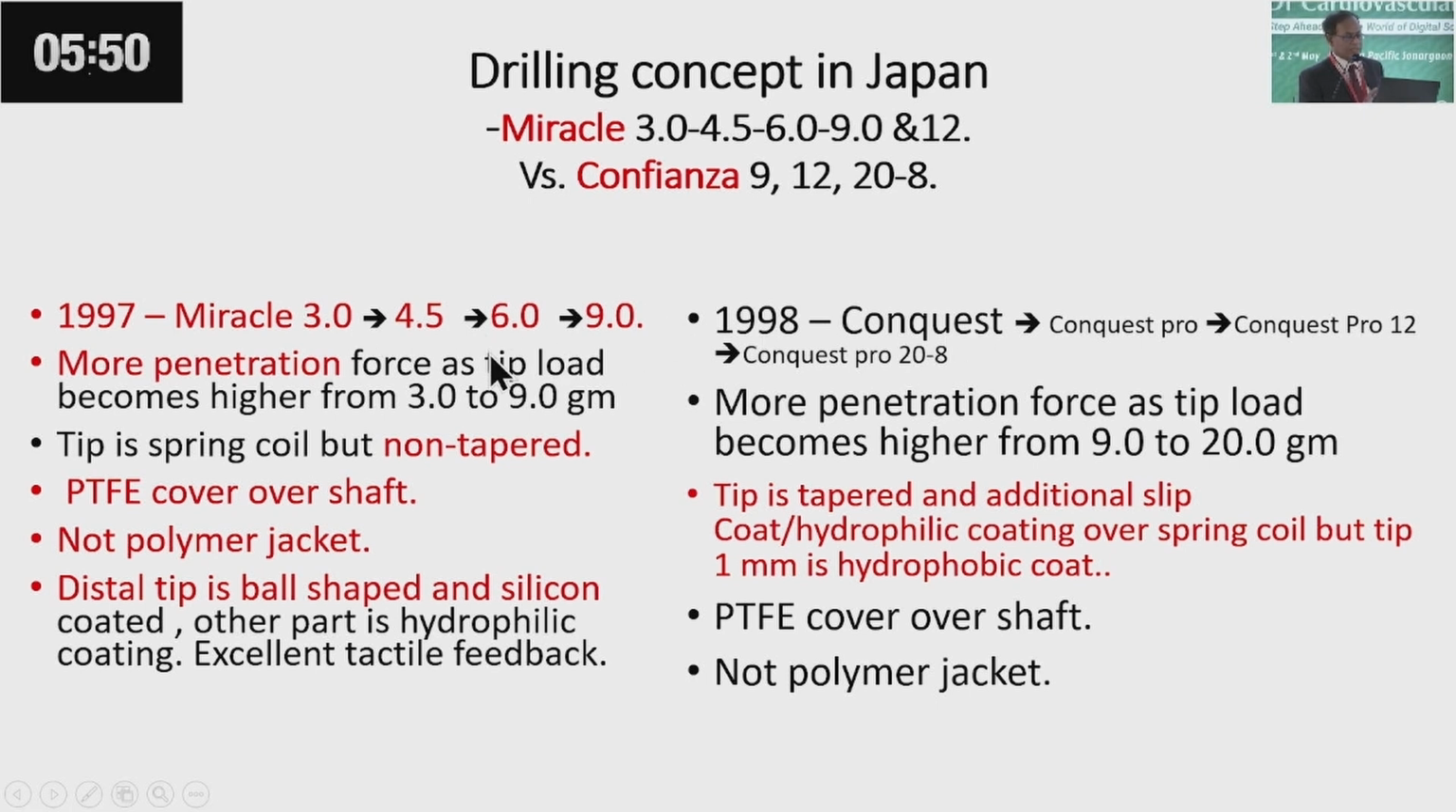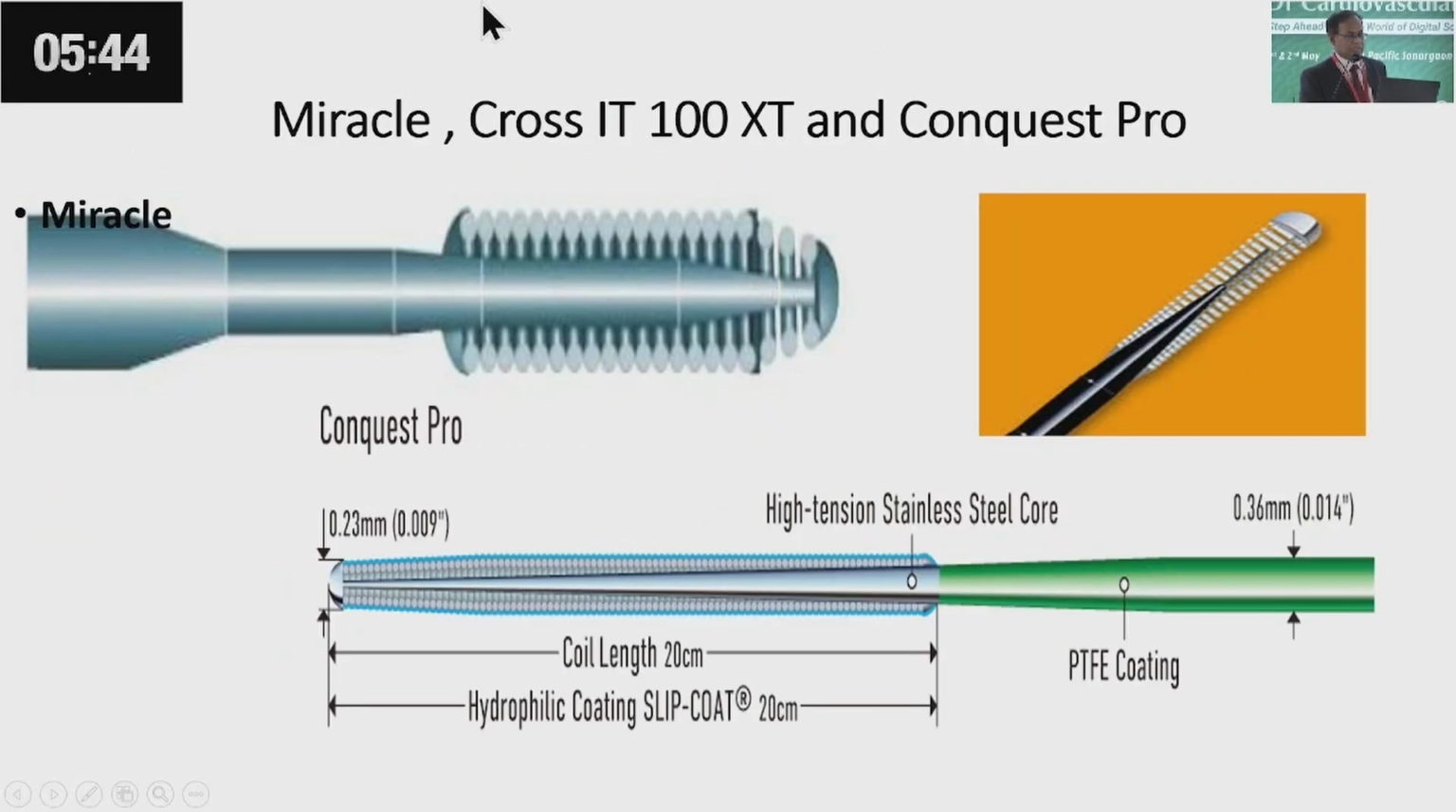There are some characteristics that distinguish the Miracle from the Conquest. These three are almost all similar. Like this one is the Miracle. This is a blunt tip that is not tapered. On the other hand, the Conquest is tapered. On the Miracle, there is a coating over here, that is the characteristic covering that makes it smooth and easily penetrable. But there is no coating here, only the spring coil.